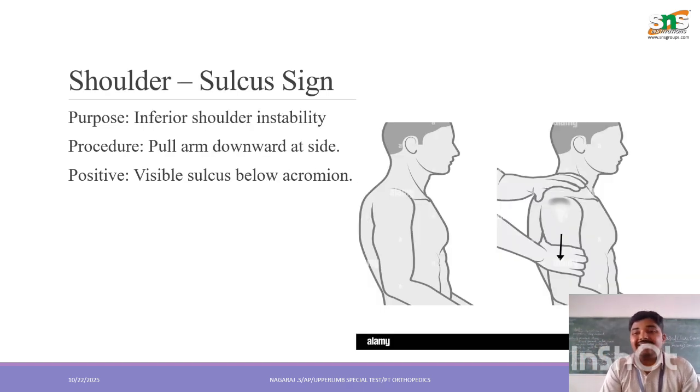Then the shoulder sulcus sign. This is a shoulder instability test, mainly for inferior dislocation. Purpose of the test is inferior shoulder instability. Procedure: stabilize the scapula, then pull the arm in a downward direction. A visible sulcus below the acromion, if present in the patient, confirms inferior shoulder instability.